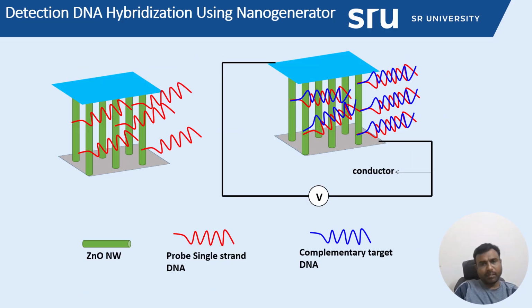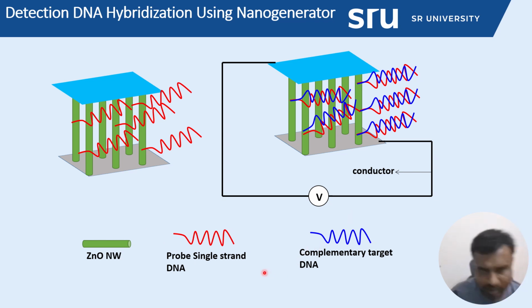So in the next example, this is for DNA hybridization detection. Conventionally, DNA hybridization can be detected by using a probe, a single strand DNA immobilized on some conducting substrate, which then interacts with the corresponding complementary strand. Then a label or label-free detection methodology is applied to confirm whether hybridization occurred or not.